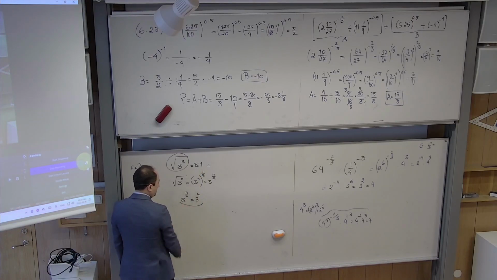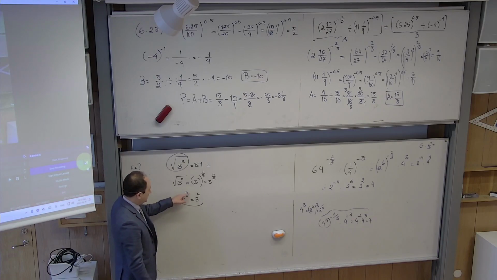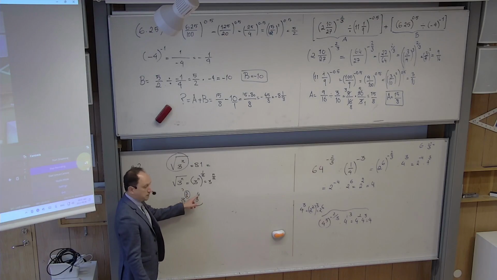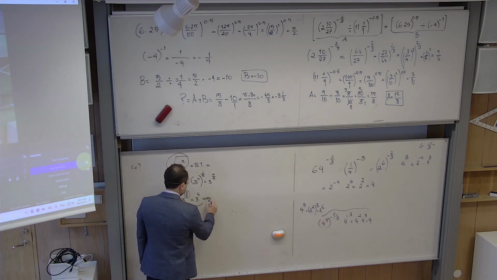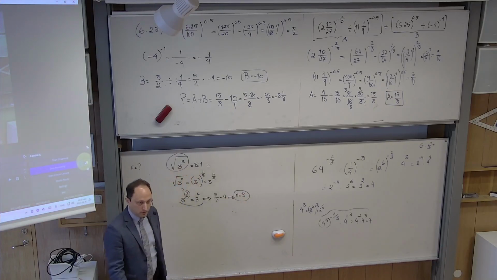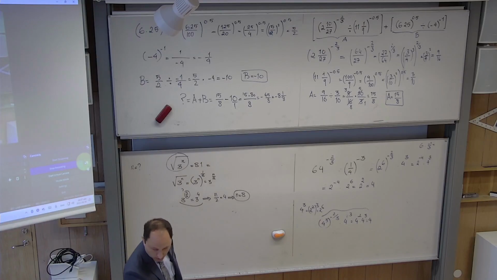Now look, 3 to a number which we don't know is supposed to be 3 to the power of 4. So it is clear that n over 2 should be what? n over 2 should be 4. And as you predicted, n is 8. So this is the systematic way of solving these kinds of equations.